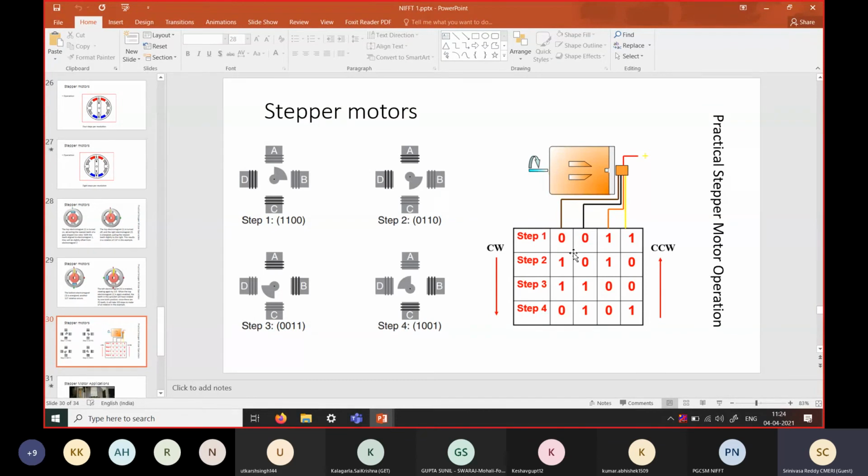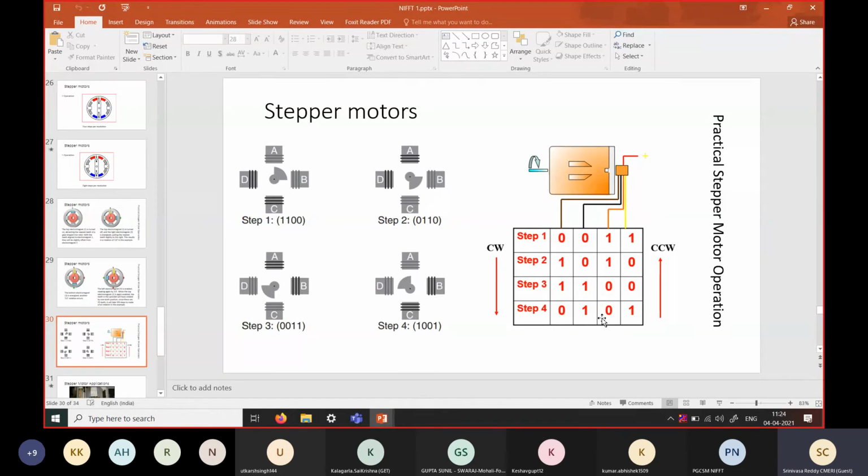Suppose now we want to have a clockwise motion, then we have to send codes from the microcontroller like this: 1100, 0110, 0011, 1001. In that case the motion flows like this: step 1, step 2, step 3, and step 4. So that is the clockwise direction. Suppose we want to reverse the direction of the motion, then we have to send the codes in reverse order. So first we send 1001, 0011, 0110, then 1100 again. So like this, back to step 1.